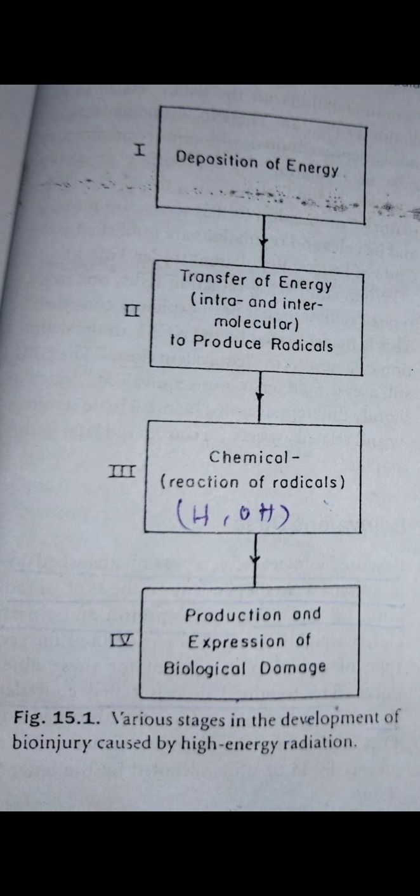Okay, so the first thing we are going to discuss is the mechanism of biological damage, and this figure is given in your book, Figure 15.1. As you can see, there is a series of steps involved in the mechanism of biological damage. The first step is the deposition of energy, which is the energy deposited by the radiations in the form of ionization and excitation of the atoms or molecules of the biological system.